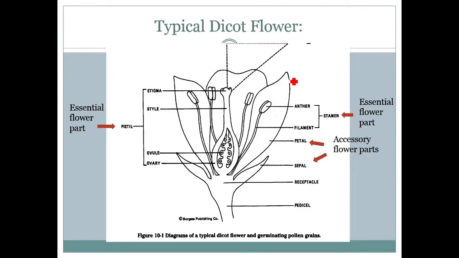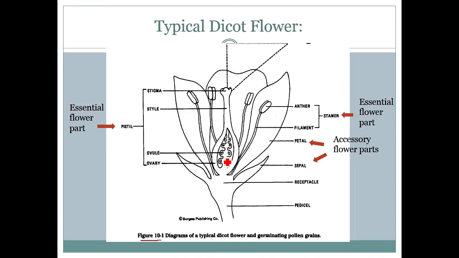Here is a more detailed diagram of a typical dicot flower, and this comes from figure 10-1 of your textbook. Here are your essential flower parts. Your pistil consists of your stigma. The stigma is the surface up here at the top that collects. It's an area that receives the pollen. The style is a slender tube that connects the stigma to the ovary. The ovary itself holds the ovules. The ovules are inside the ovary, and when fertilization occurs, when pollen lands here and the pollen tube grows down and fertilizes this ovule, it will become the seed.